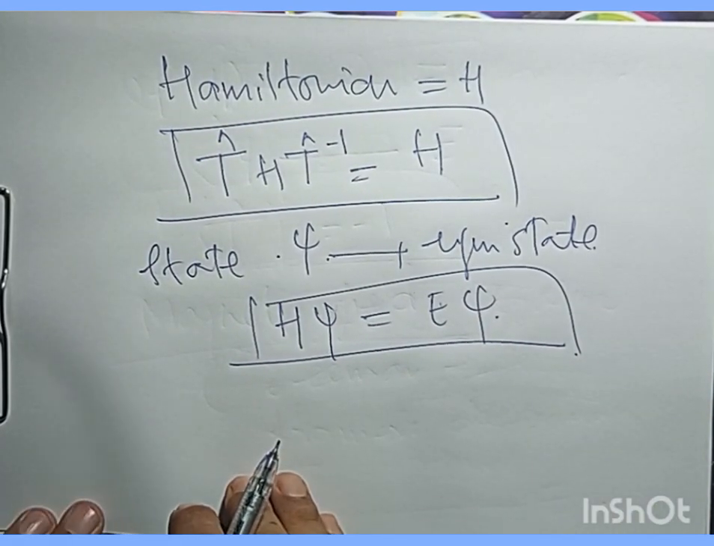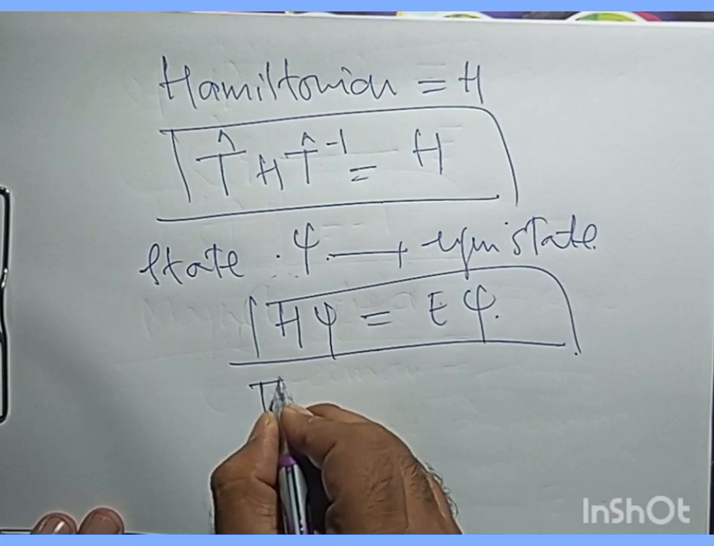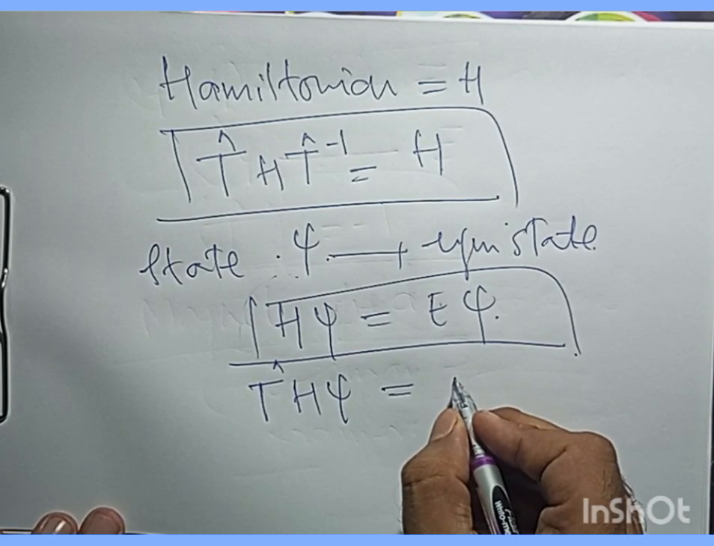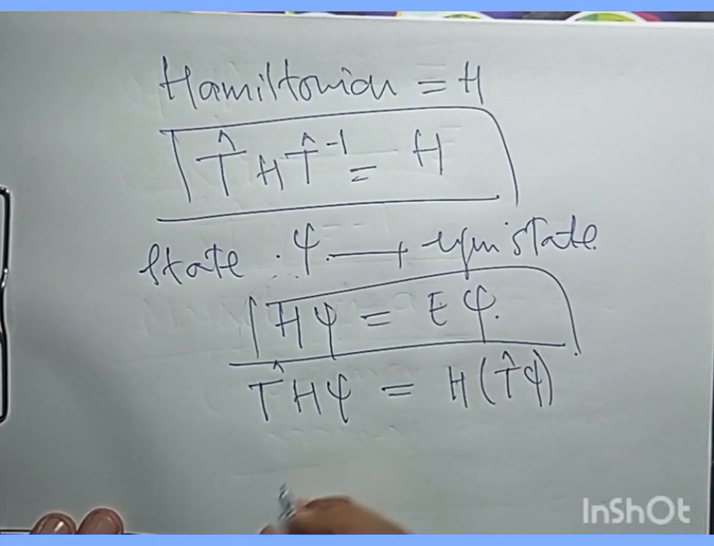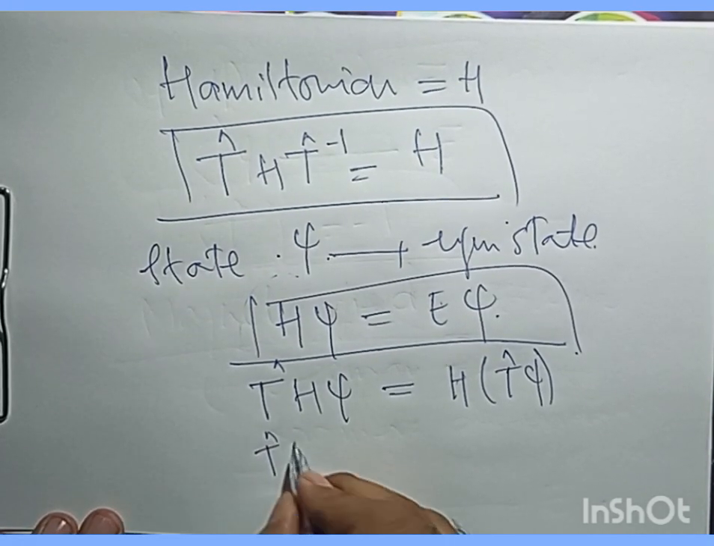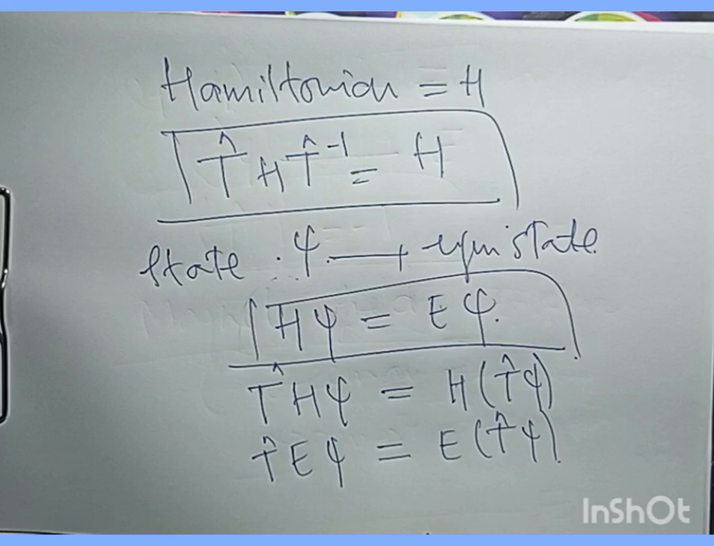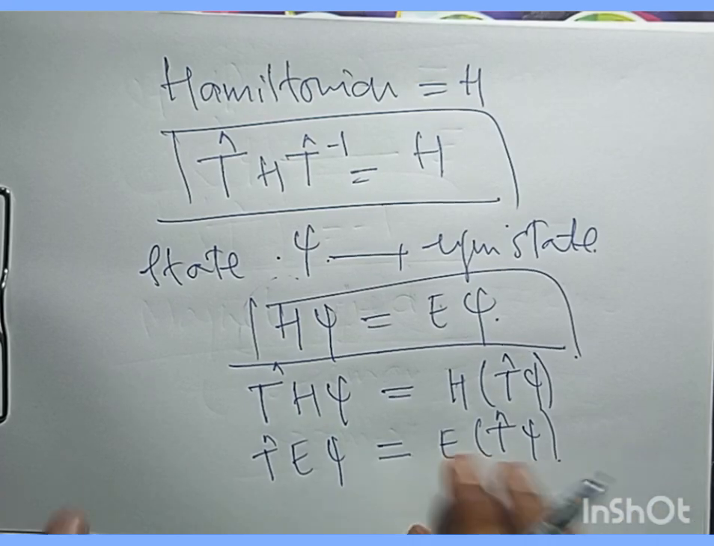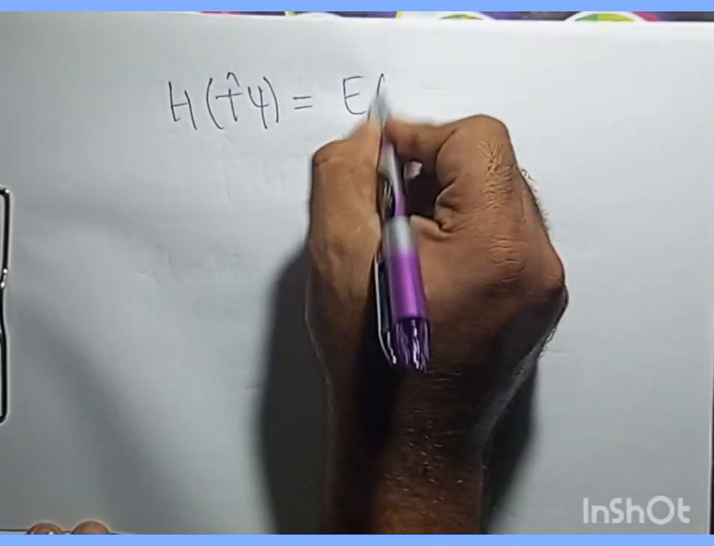Now apply the time reversal operator to both sides of the equation. On the left hand side I have T H psi, which I can write as H T psi, and for the right hand side, T E psi is E T psi. So when we apply this time reversal operator on both sides of this equation, what I have is H T psi equal to E T psi.